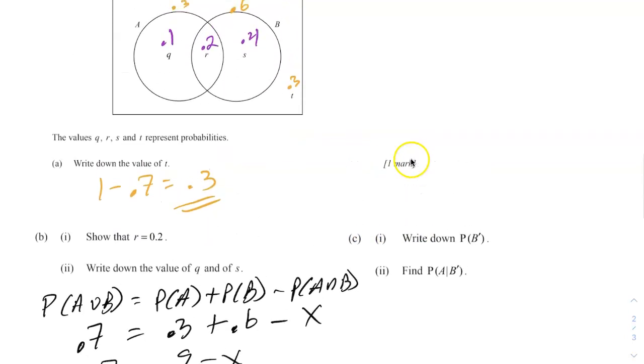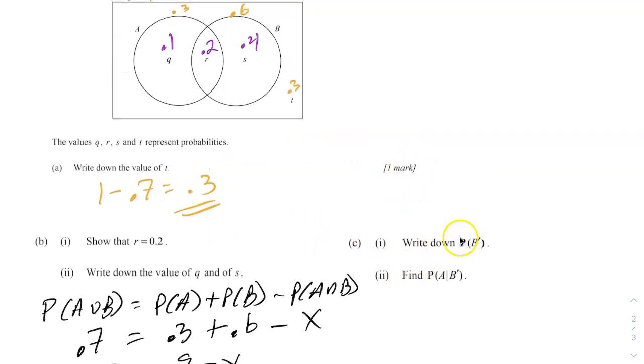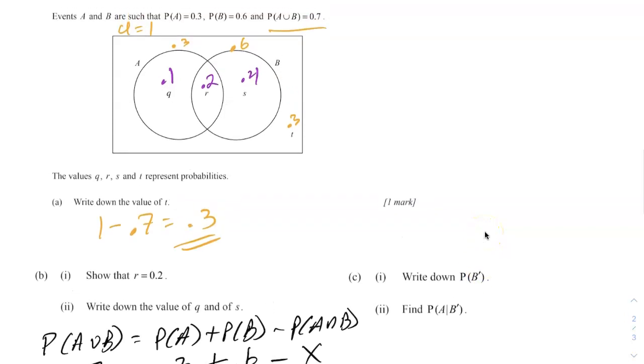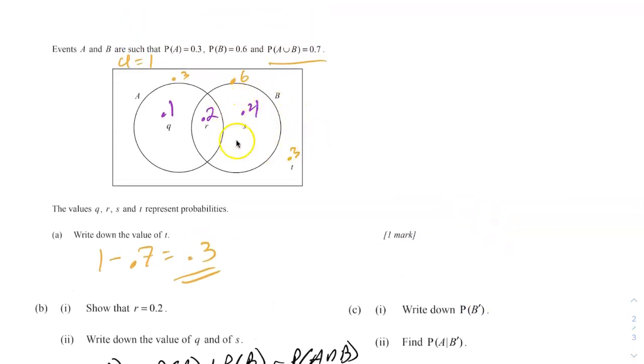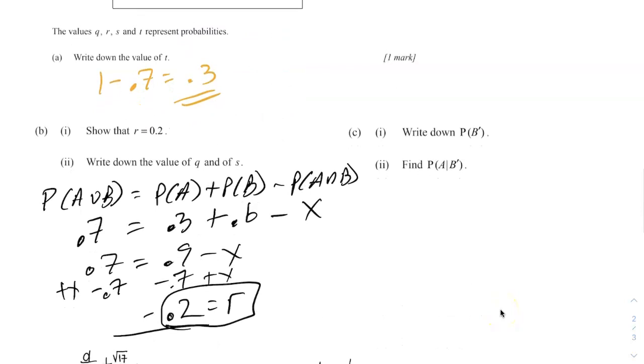Okay, next part, write down probability of not B. So there's a couple ways to do this. One way is, since we know B is right here, is 0.6. What's not that one circle? Well, it's this part right here, 0.1, and it's the outside, which is 0.3, so 0.4. But honestly, the way I like to do this is, anytime I see probability of not B, I just do 1 minus probability of B.